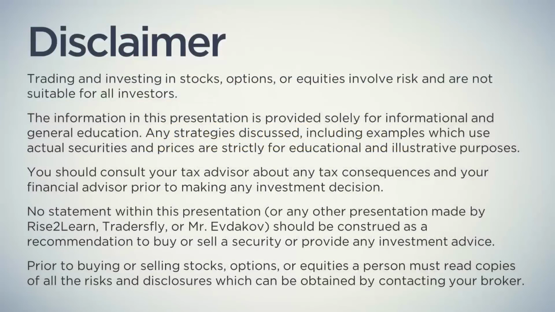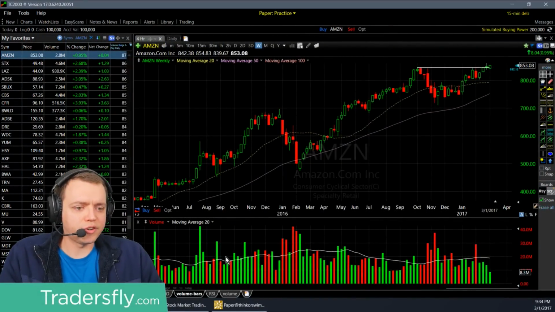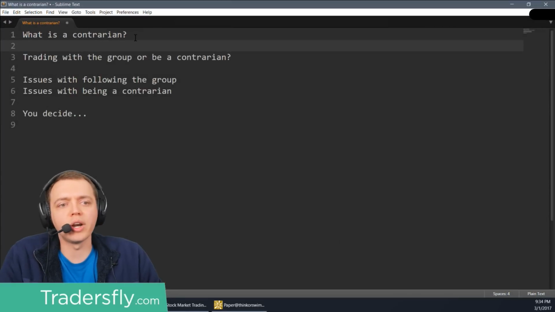Of course, before we get into any examples, keep in mind that all these examples are strictly for educational and illustrative purposes. I think you guys are smart enough to understand that. So take that with a grain of salt, look at your own personal trades, and apply those concepts based on your risk tolerance and your risk levels. In either case, let's first take a look at what a contrarian is.